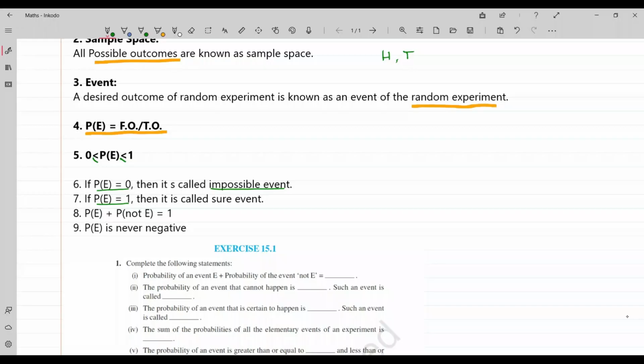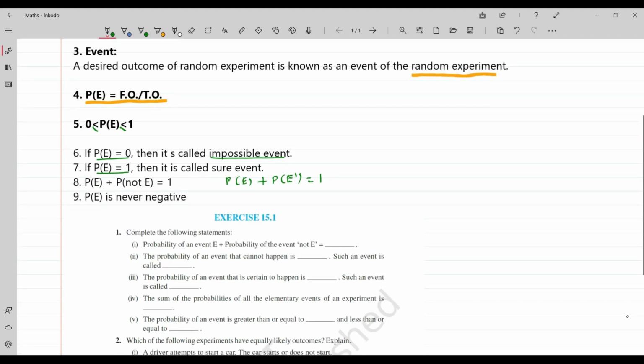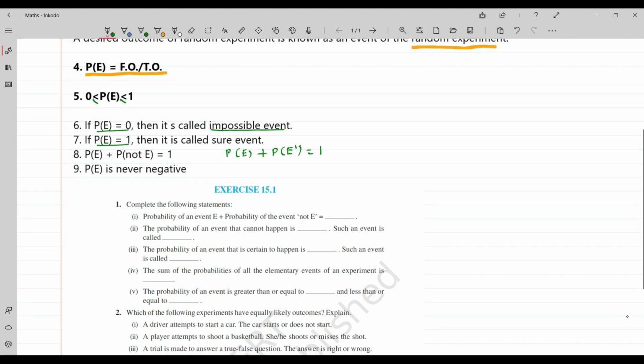Next, eighth point, P of E plus P of not E equals to 1. It may be written like this also. P of E plus P of E dash is equal to 1. Now last point is P of E is never negative.